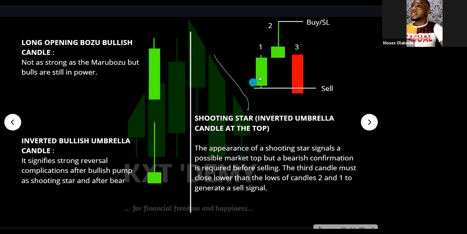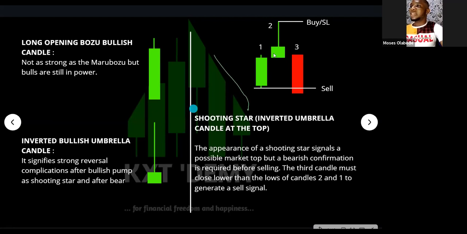Okay, so look at this example now. This is a bullish candle here. And then we have this inverted bullish umbrella acting as a shooting star because it is above the trend. So let's assume the market has been moving from this point upwards, all right? Then it forms at the top of the market trend. It is not by the side, not in the middle. In the middle, it doesn't have any significance, but at the top, it has severe complications, okay?